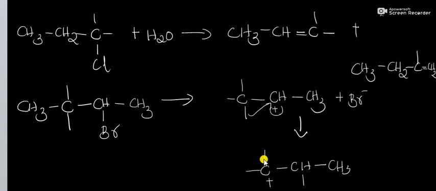Then it undergoes elimination of H3O plus. When adding water it will convert into our alkene. This is our major product. So the order of reactivity of carbocation will be tertiary, secondary, primary. Then it follows the order of reactivity of alkyl halide in E1 reaction, that is tertiary, secondary, then primary alkyl halides.